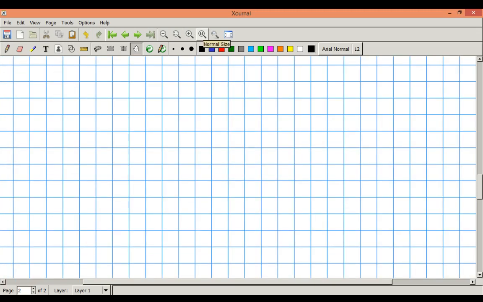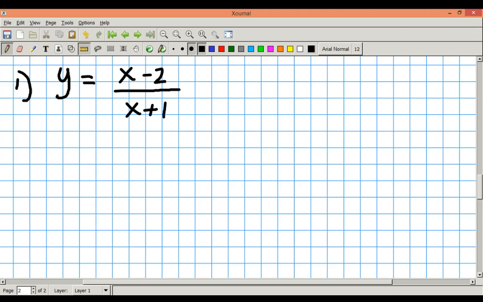So on version 2 of graphing rational functions, I picked out several that are going to be helpful for us. So look at number 1. I'm going to replace f of x with y. So y equals x minus 2 divided by x plus 1. So that's a rational function, and we're going to graph it with our new techniques.